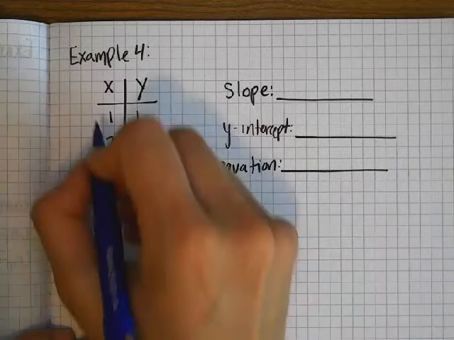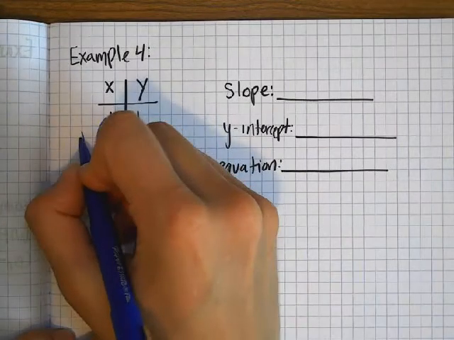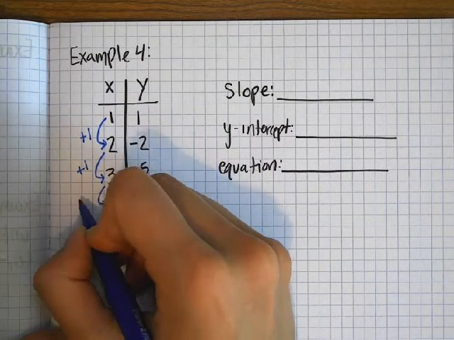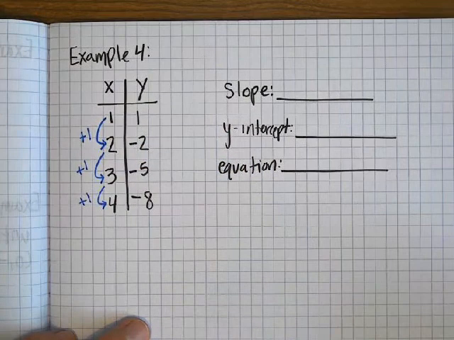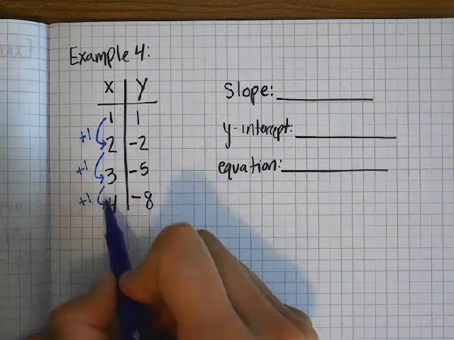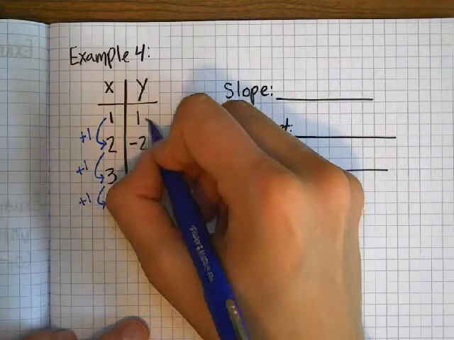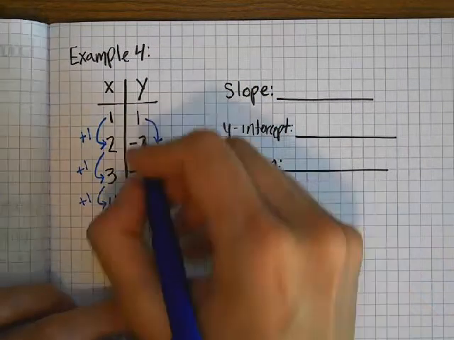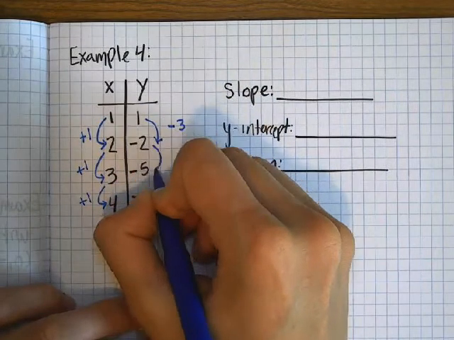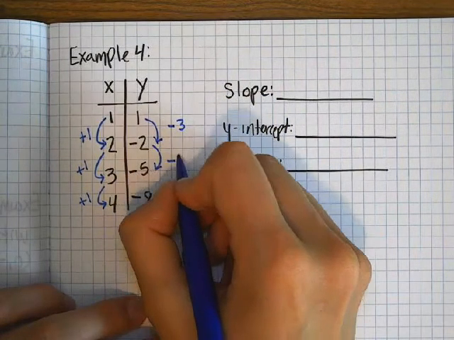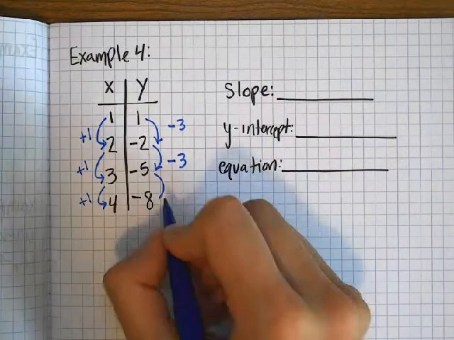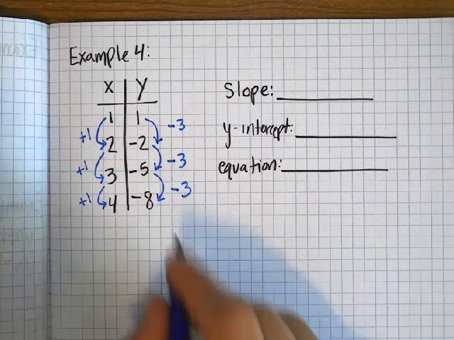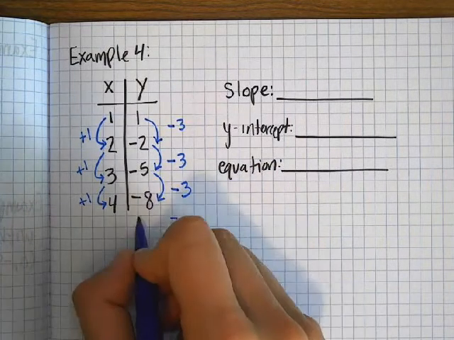Okay, our last example, we're going to do the same thing. Okay, look at your x's. How do I get from one x to the next? A lot of times, your x's will be +1. Maybe in word problems or more difficult problems, they'll be a little different, but most of the time, it'll be +1. All right, so this part, how do I get from 1 to -2? I'm going to subtract 3. How do I get from -2 to -5? -3. And again, -5 to -8 is -3.